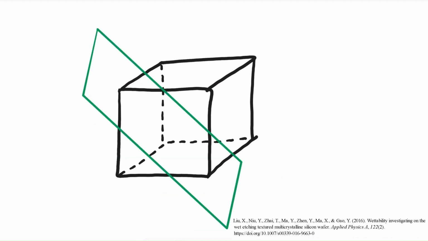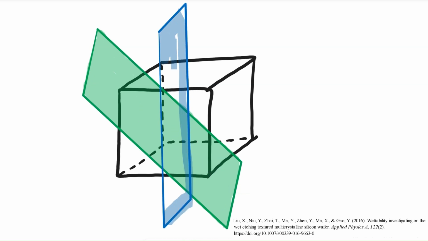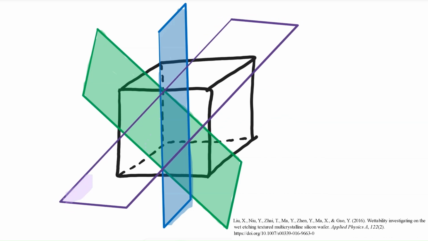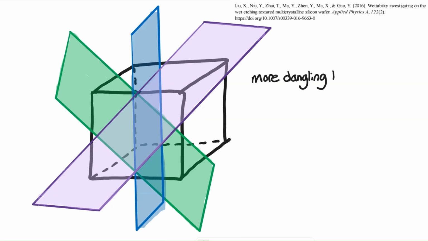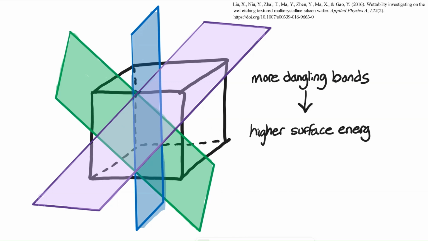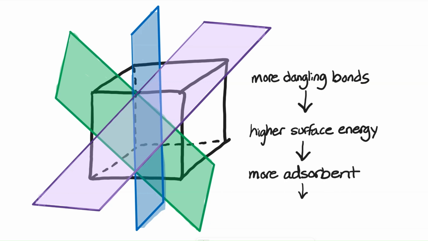If you take one of these materials, I'm drawing 3 arbitrary planes through them. If you cut them along these planes in different directions, there will be a different number of bonds exposed to the air. This study calls them dangling bonds, which causes the material to have a higher surface energy depending on how it's cut. A higher surface energy can lead to a more absorbent surface and better wettability.